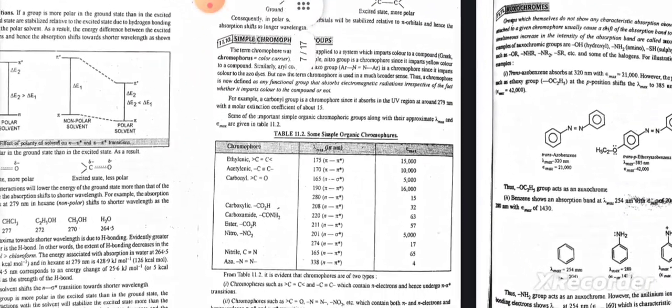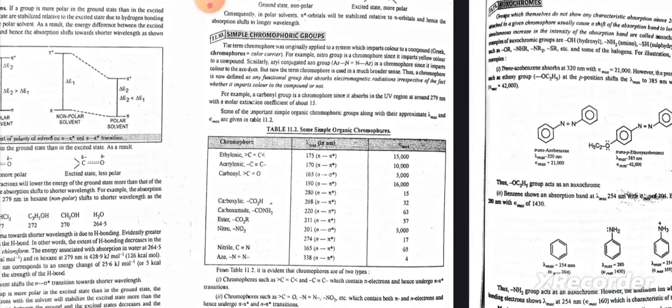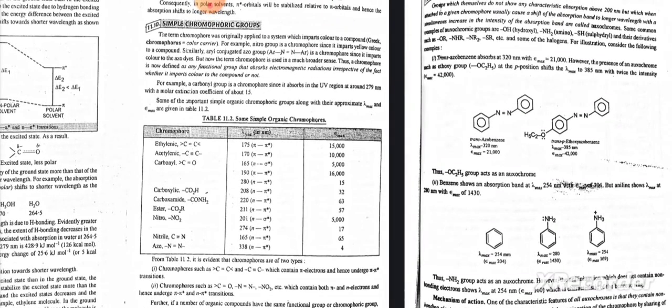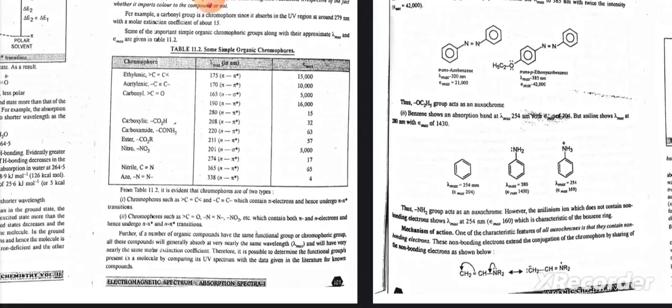Simple chromophoric groups. The term chromophore was originally applied to a system which imparts color to a compound. For example, the nitro group is a chromophore since it imparts yellow color to the compound. So, the term chromophore is used in a much broader sense. Thus, a chromophore is now defined as any functional group that absorbs electromagnetic radiation, irrespective of whether it imparts color to the compound or not. For example, a carbonyl group is a chromophore since it absorbs in the UV region at around 279 nanometer with a molar extinction coefficient of about 15.